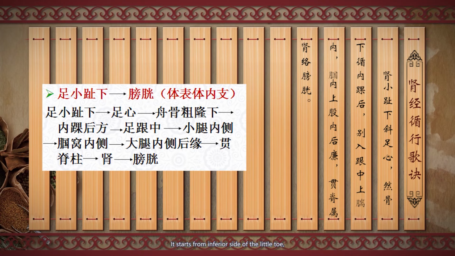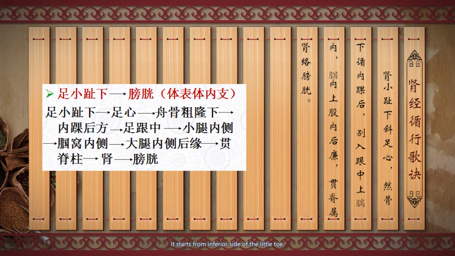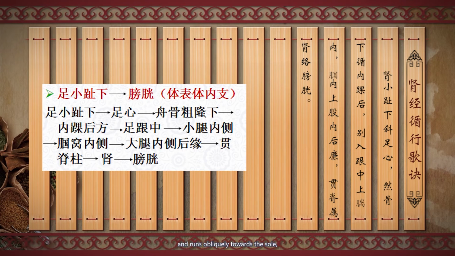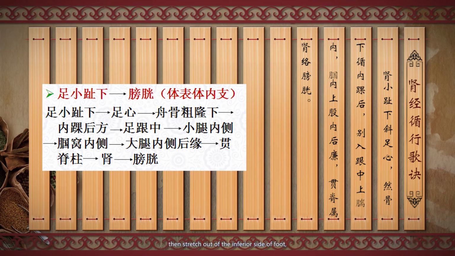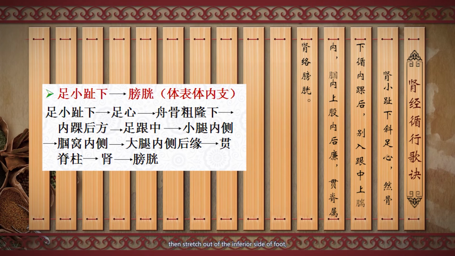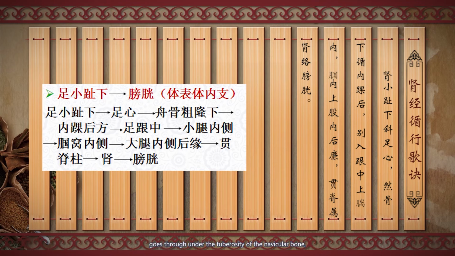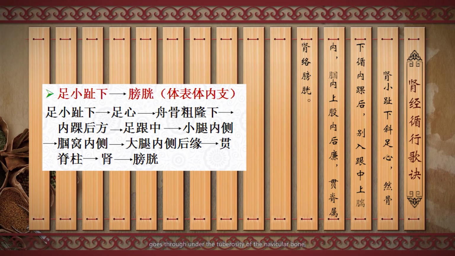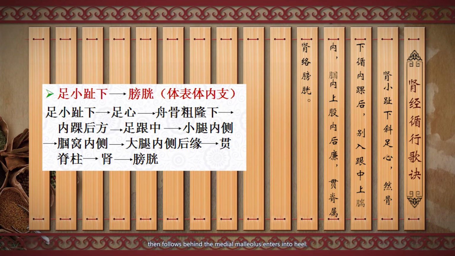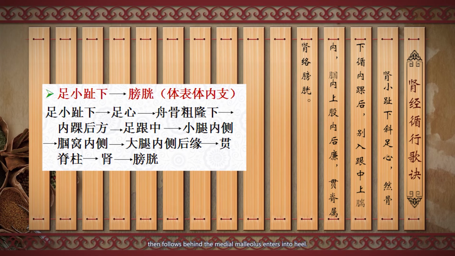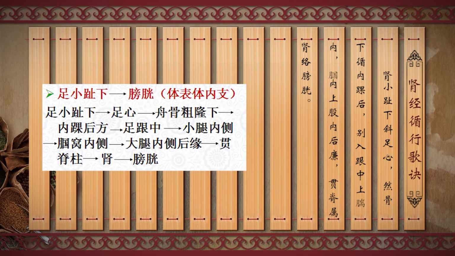It starts from the inferior side of the little toe and runs obliquely towards the sole. Then it stretches out of the inferior side of the foot, goes through under the tuberosity of the navicular bone, then follows behind the medial malleolus, and enters into the heel.